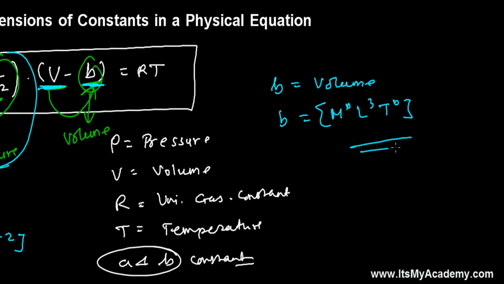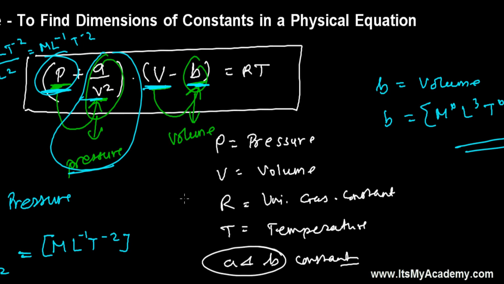So this is how we find out the dimensions of constants. These were two constants whose dimensions we did not know, and we found them just by using the very simple concept of a dimensional equation. I hope you understand this.